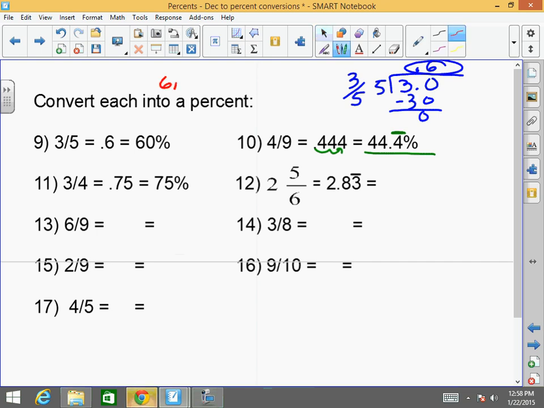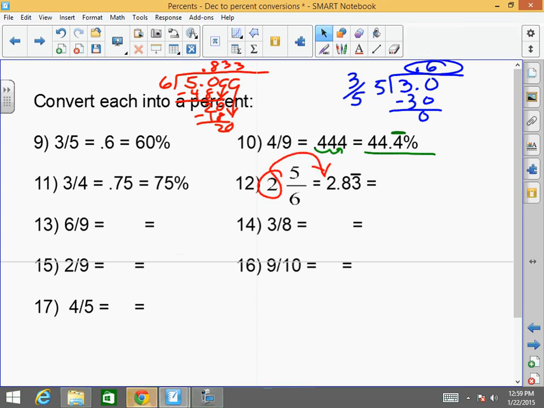6 goes on the outside, 5 goes on the inside, right? Bring up the decimal. 6 goes into 50 8 times, which is 48. Then I drop down a 2. 6 goes into 23 times. And that's just going to keep repeating forever. So it's 2, because that's the whole number, and then 5/6 is 0.833333 repeating forever.